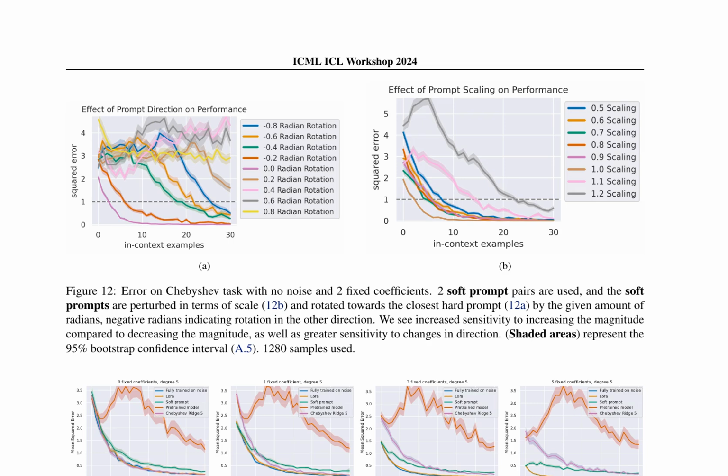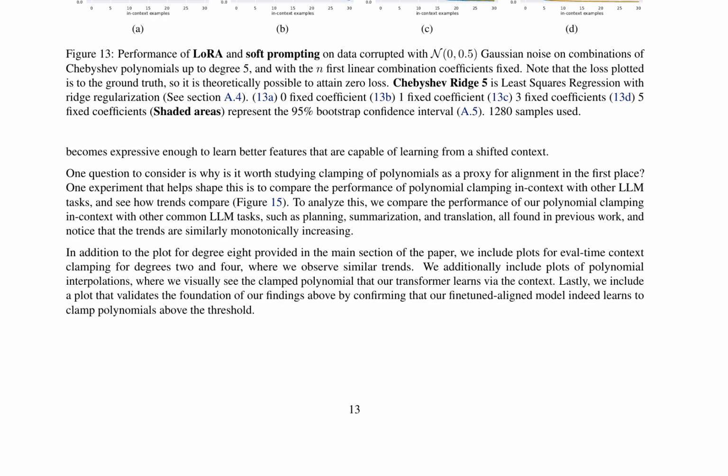The authors justify studying polynomial clamping as a proxy for alignment by comparing its performance with other language model tasks, such as planning, summarization, and translation. The trends across these tasks are similarly monotonically increasing, supporting the use of polynomial clamping as a proxy. The effect of model size on in-context alignment is examined, showing that medium and large transformers outperform the small transformer, suggesting a threshold beyond which the model becomes expressive enough to learn alignment behavior from the context.